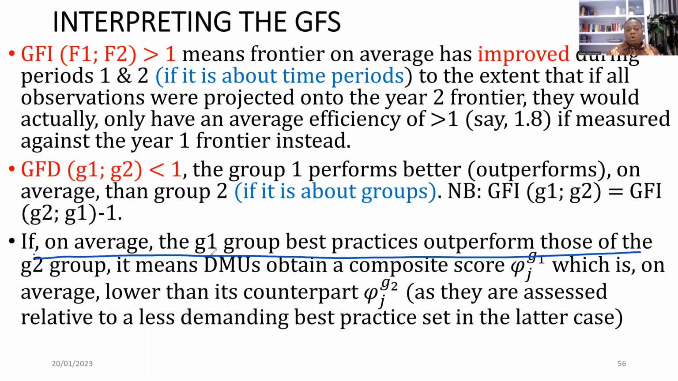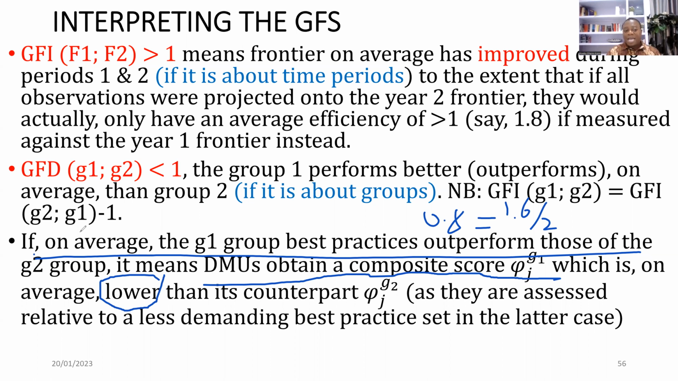If on average the group 1 best practices outperform those of group 2, what it means is that DMUs obtain a composite score for group 1. That is the score I just talked about, the numerator-denominator thing. The DMU obtains a composite score on average lower. Do you see the word lower here? Lower than its counterpart of group 1, group 2. So 1.6 and then 2, you will get a score of 0.8.